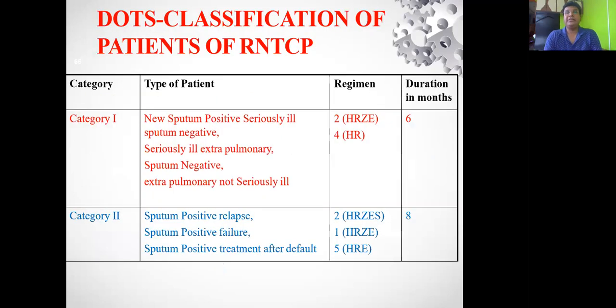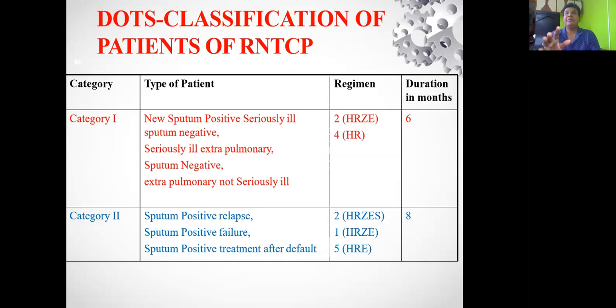Then, what is the classification of DOTS regarding the patients who are on RNTCP, that is, the Revised National Tuberculosis Control Program? In this particular slide, you can see the disease is categorized into category 1 and category 2. In category 1, we have new sputum positive seriously ill patients, then sputum negative seriously ill extrapulmonary patients, and sputum negative extrapulmonary but not seriously ill patients. So all these categories of patients are grouped under category 1. And we have 2 phases here again: the intensive phase and the continuation phase, or initiation phase and maintenance phase.